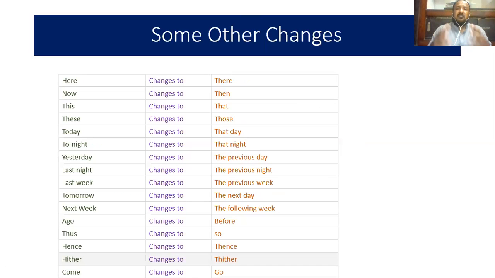Some other words which are necessary to remind them, to memorize them, because we change them. Whenever the word is written in the direct speech, here it will change: there, now, then, this, that, these, those, today, that day, tonight, that night, last night, the previous night, last week, the previous week, tomorrow, the next day, next week, the following week, ago, before, thus, so, hence, thence, hither, thither, come, go.